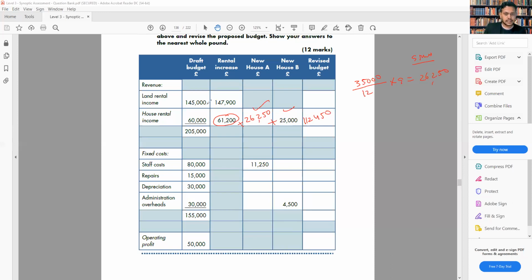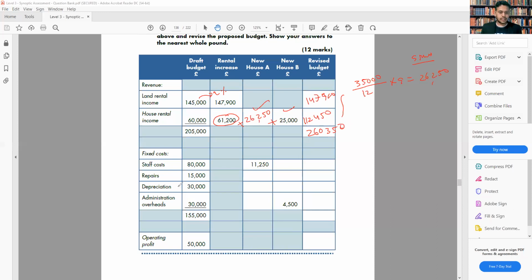Now the revenue, you don't have to do anything. I just need to add this to revenue, 145 plus 147. No, 145, not 147. It was 145 before. Now it is increased by 2%, that is now 147. So 147,900 is the income from the land rental. From the house, we have total 112,450. So we already have 61,200 plus we buy two new houses. So we have our revenue now. We add these two to find the total. So 147,900 plus 112,450 will give us 260,350. Very well done.